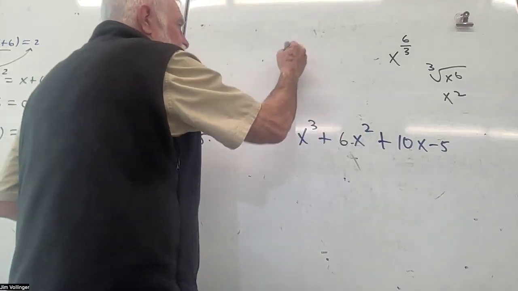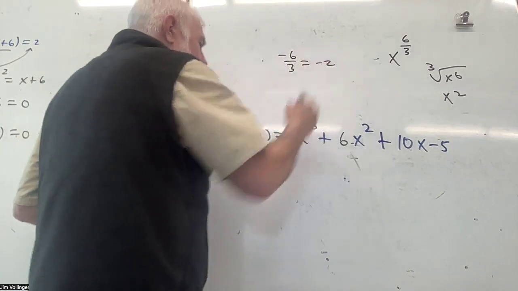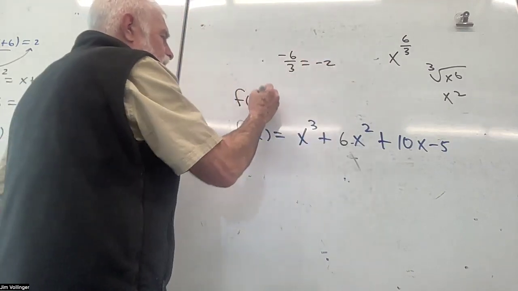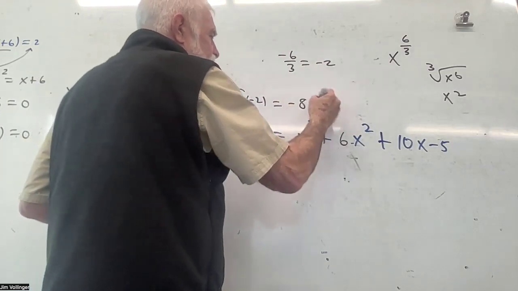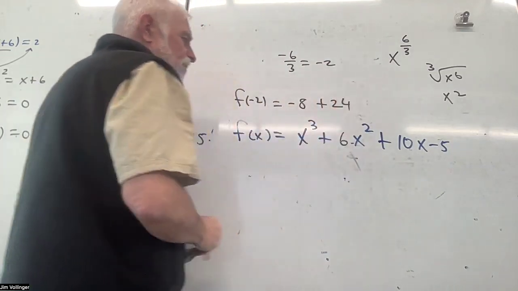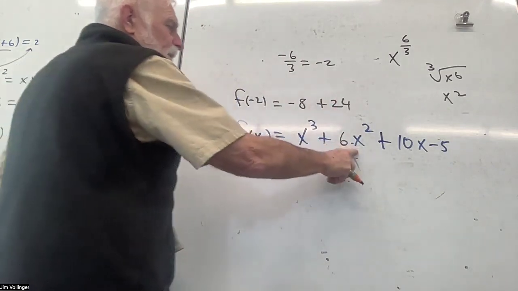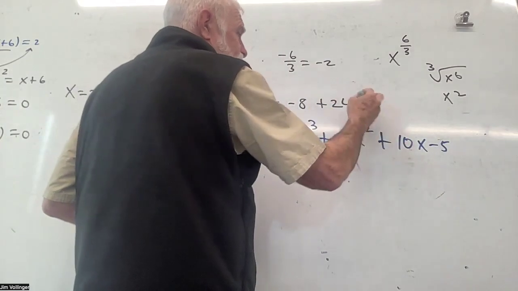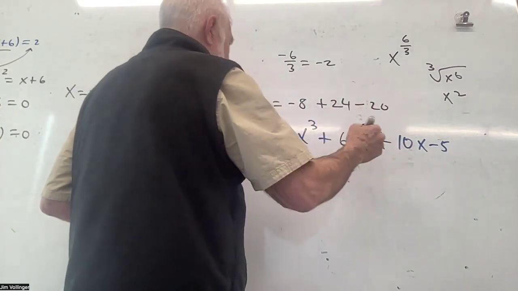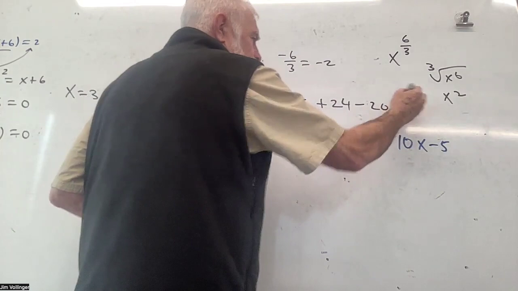So minus 6 divided by 3 is minus 2. That would have been easier to work with. So minus 2 cubed is minus 8. This should be 3 times that and the opposite. That relationship exists. Minus 2 squared is 4 times 6. Yes, that's true. Minus 2 times 10, minus 20, and minus 5.